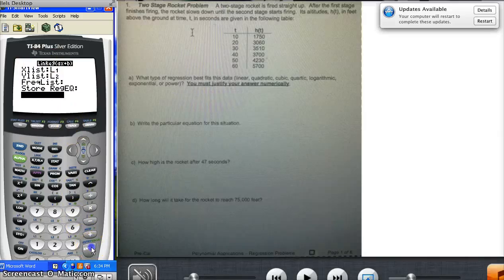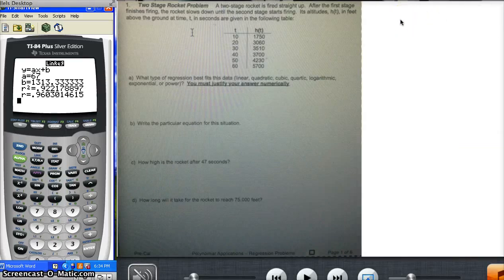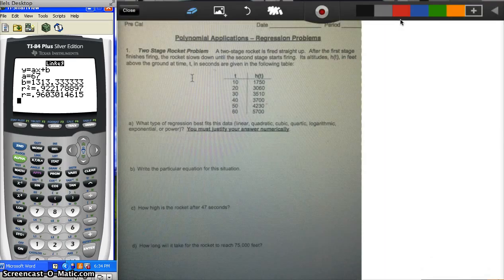So I hover over calculate, hit enter, and what I'm looking for is the r² value. Now the r² value must be 1 or as close to 1 as possible. That would tell me the one that best fits the data. So if this r² value is 0.922, just so we can keep track here, we'll say that our linear one was 0.922.